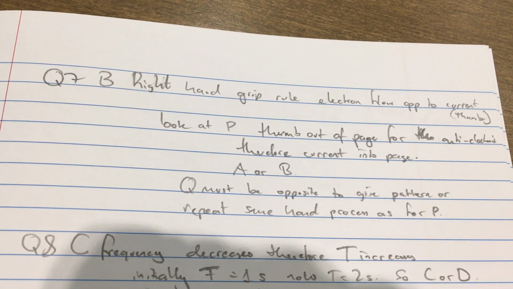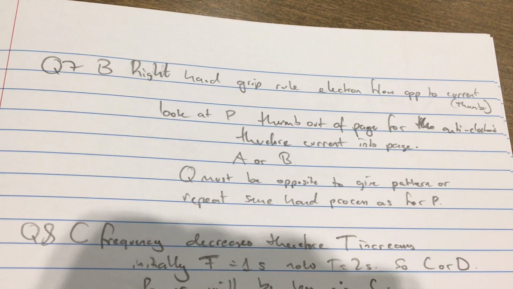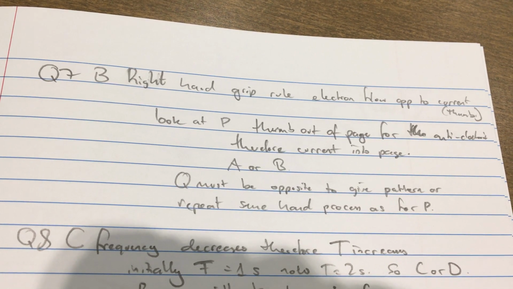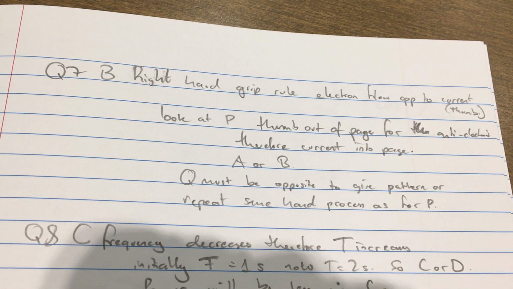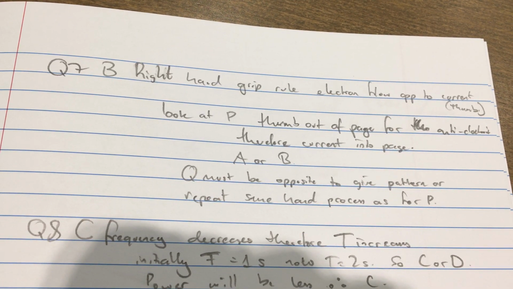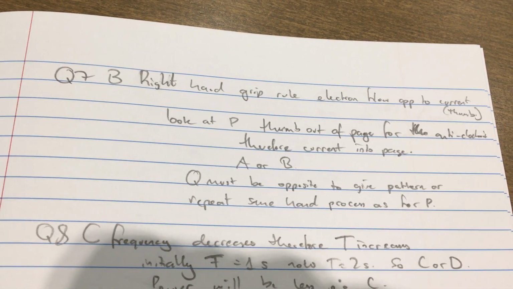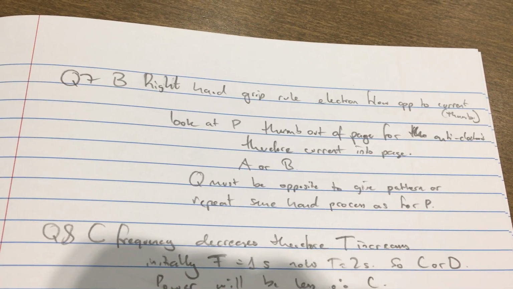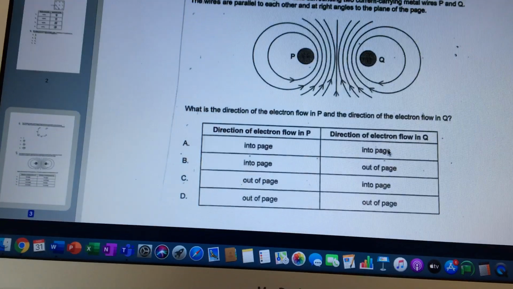Right hand grip rule, electron flow opposite to current, so opposite to your thumb. Look at P, thumb out of the page for an anti-clockwise, therefore the other one is, therefore current is into the page. So you say it's A or B, Q must be opposite, so you go for B, or you could do the hand rule again for Q as you did for P. Question 8.